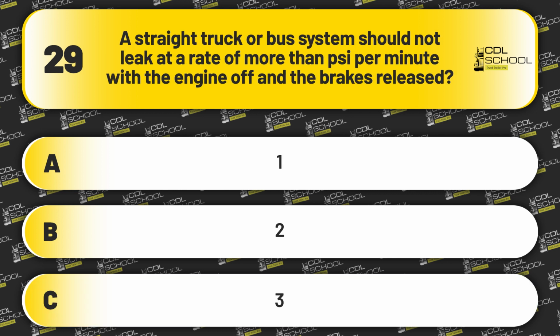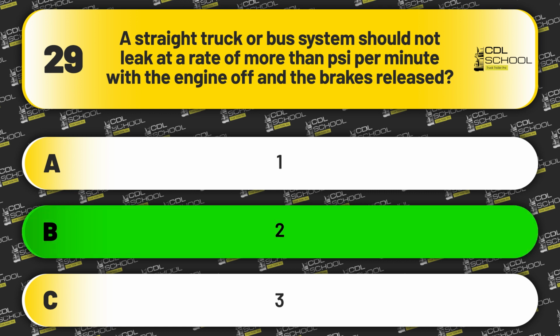A straight truck or bus system should not leak at a rate of more than how much psi per minute with the engine off and the brakes released? A, 1 psi, B, 2 psi, or C, 3 psi. The correct answer is 2 psi. The correct answer is 2 psi per minute with the engine off and the brakes released.